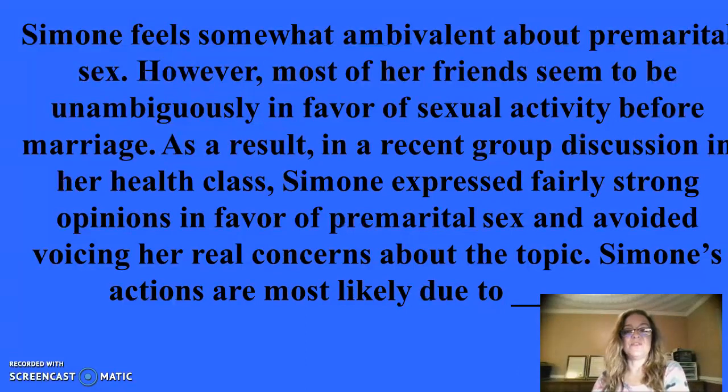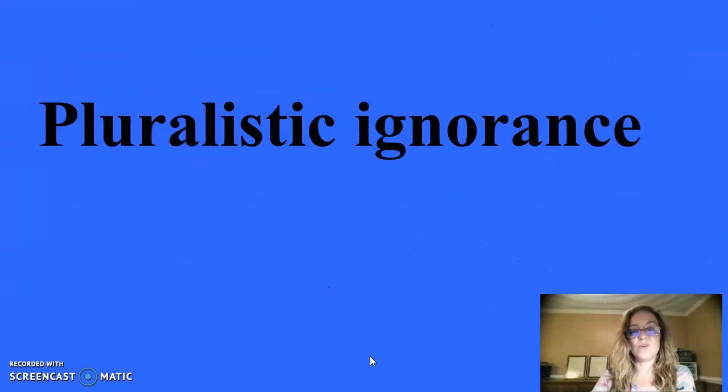Simone feels somewhat ambivalent about premarital sex. However, most of her friends seem to be unambiguously in favor of sexual activity before marriage. As a result, in a recent group discussion in her health class, Simone expressed fairly strong opinions in favor of premarital sex and avoided voicing her real concerns about the topic. Simone's actions are most likely due to what? What is pluralistic ignorance. Pluralistic ignorance is the erroneous belief that others have attitudes different than ourselves.